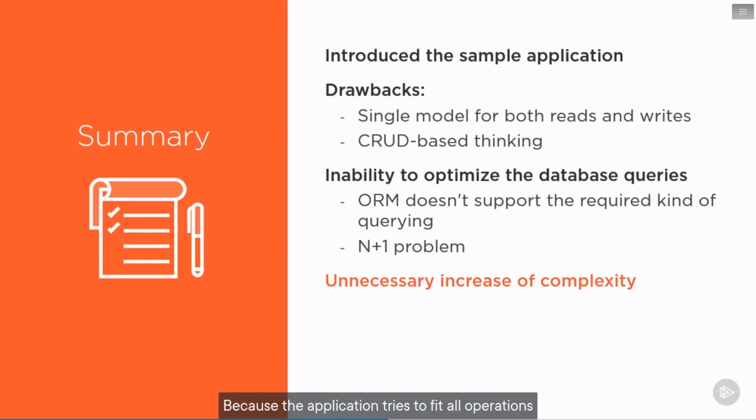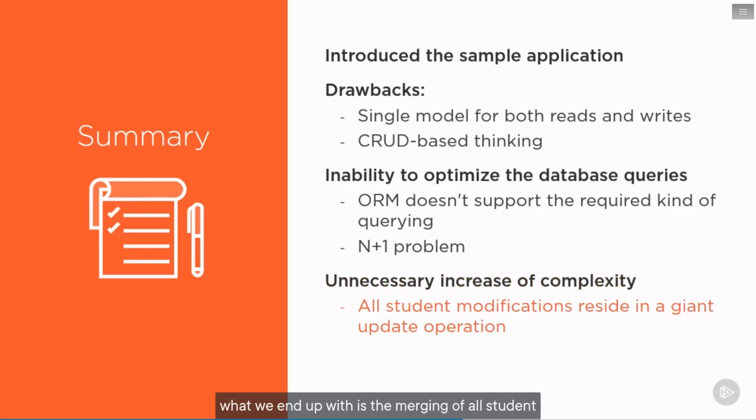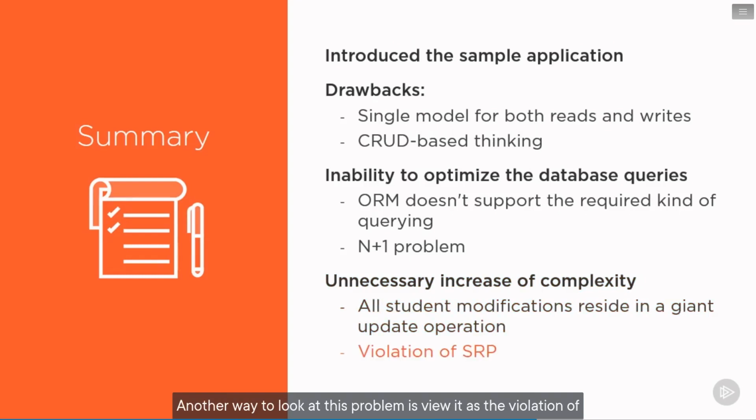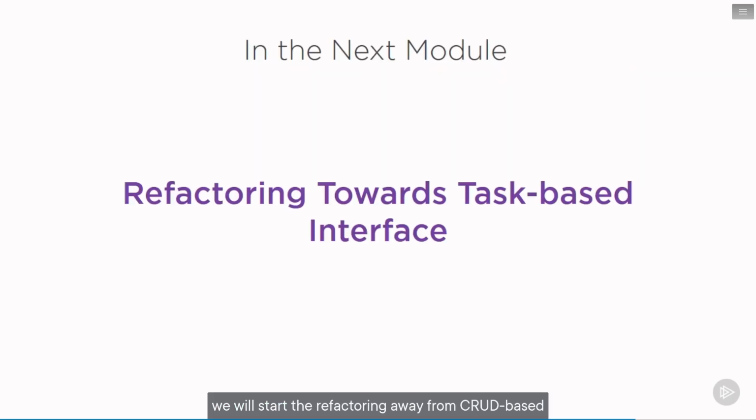Because the application tries to fit all operations into the narrow box of create, read, update, and delete operations, what we end up with is the merging of all student modifications into a single giant update method. Another way to look at this problem is view it as the violation of the single responsibility principle, SRP for short. The update method does too many things at once, which is never a good thing. In the next module, we will start refactoring away from CRUD-based interface towards task-based interface. You will see how it simplifies the code base and helps improve the user experience.